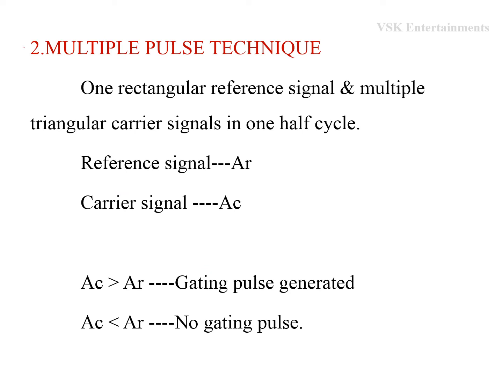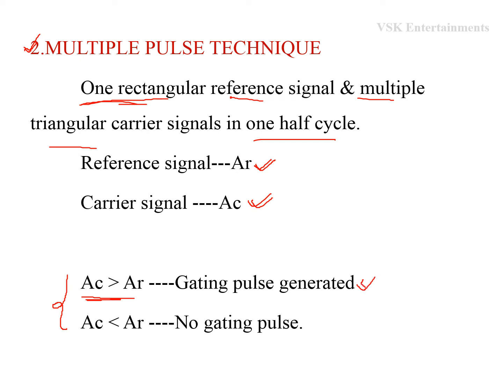Coming to the second technique, the multiple pulse technique. In this, we use only one rectangular reference signal and multiple triangular carrier signals during one half cycle, that is this one. In this also, AR is the magnitude of the reference signal and AC is the magnitude of the carrier signal. The condition for generating the gating pulses is this: whenever the magnitude of the carrier signal is greater than the magnitude of the reference signal, we generate the gating pulse.